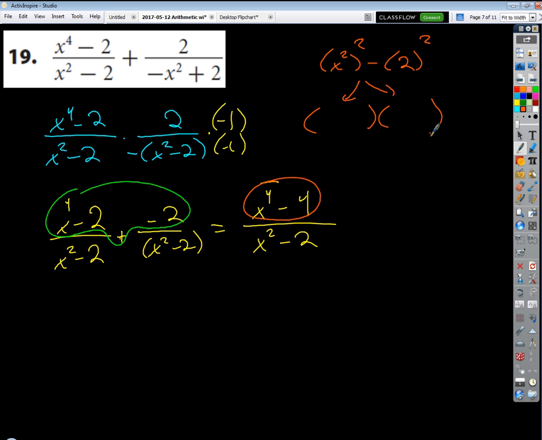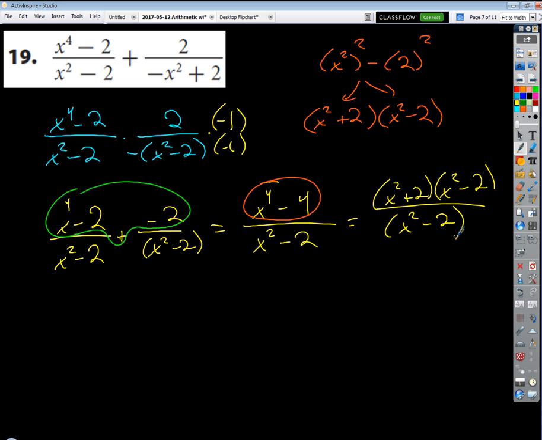What's the difference of squares pattern? Sam, what am I gonna get from that? X squared plus, times, x squared minus. Okay, and so then we end up with, now look what we got here. But there's one important thing coming. We get x squared plus 2 times x squared minus 2 over x squared minus 2. So if our goal is to write this in simplified form, then can we cancel here?